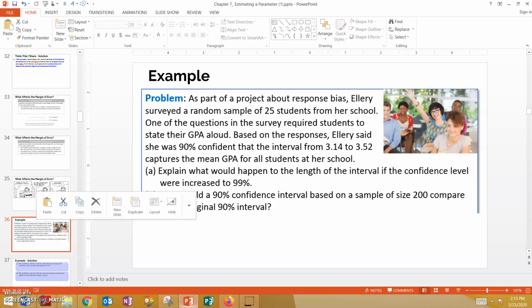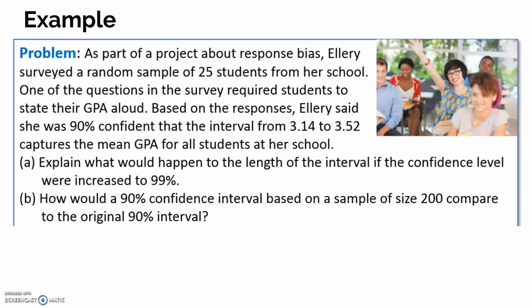We're running out of time here, so let's finish up with our last example. As part of a project about response bias, Ellery surveyed a random sample of 25 students from her school. One of the questions in the survey required students to state their GPA aloud. Based on the responses, Ellery said she was 90% confident that the interval from 3.14 to 3.52 captures the mean GPA for all students at her school. Explain what would happen to the length of the interval if the confidence level were increased to 99%. And how would a 90% confidence interval, based on a sample size of 200, compare to the original 90% interval?